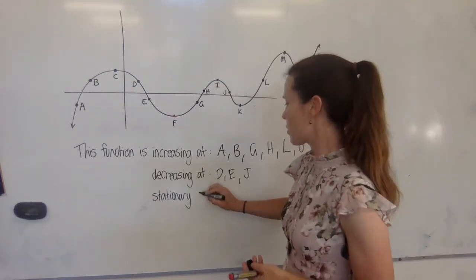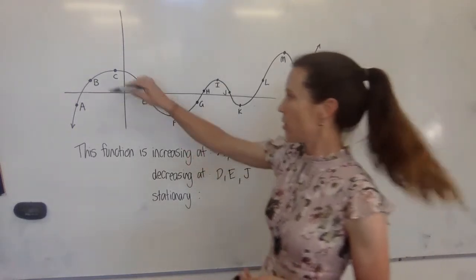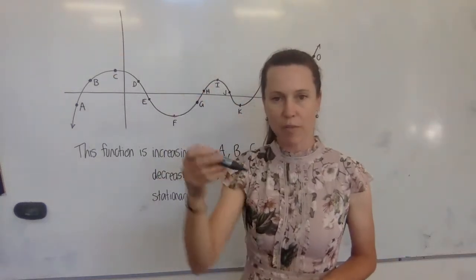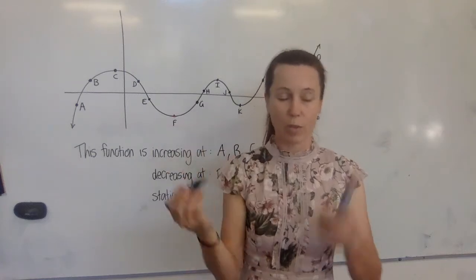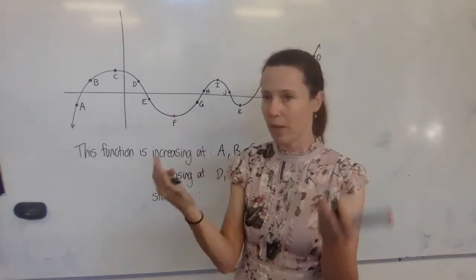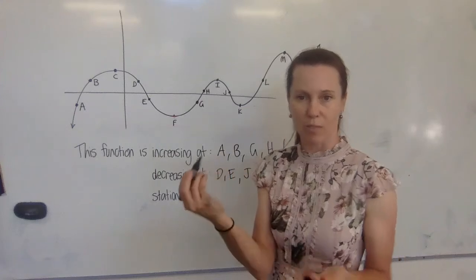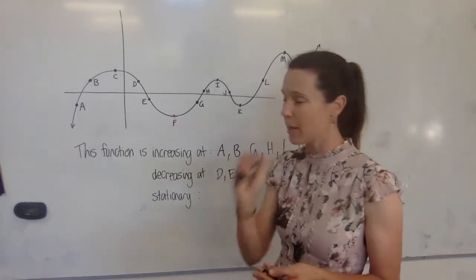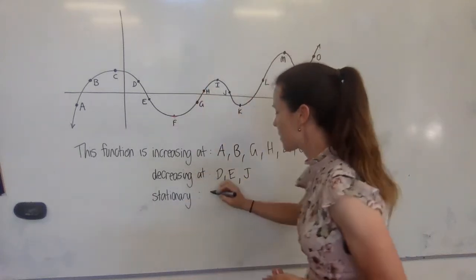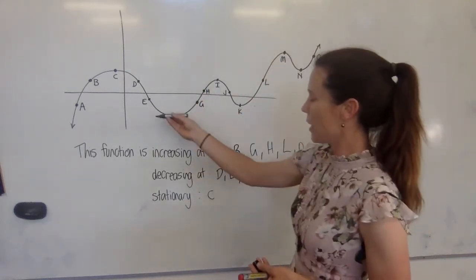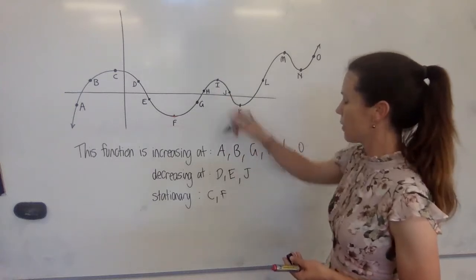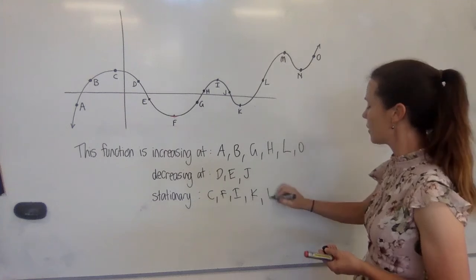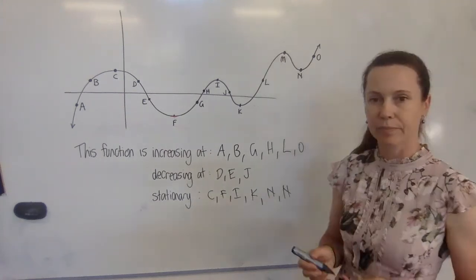And if we look for the spots where the curve is stationary, we want the tops of hills and the bottoms of valleys, because going from negative to a positive gradient or a positive to a negative gradient, it must, by definition, have gone through a section where the gradient was neither positive nor negative. It must have been zero, if only for a tiny point on the curve. So we can see the stationary or flat spots at C, F, I, K, M, and N.